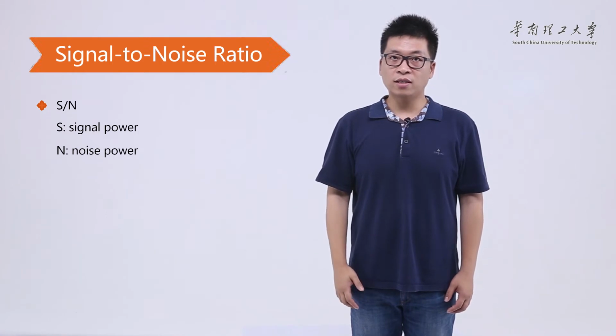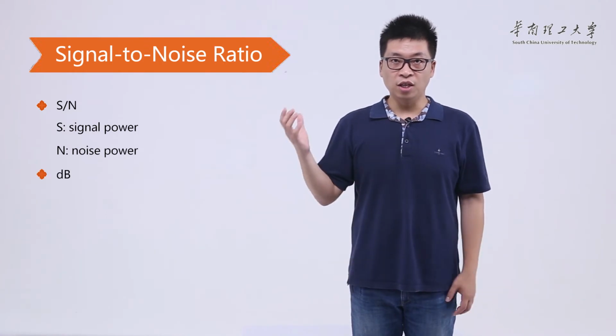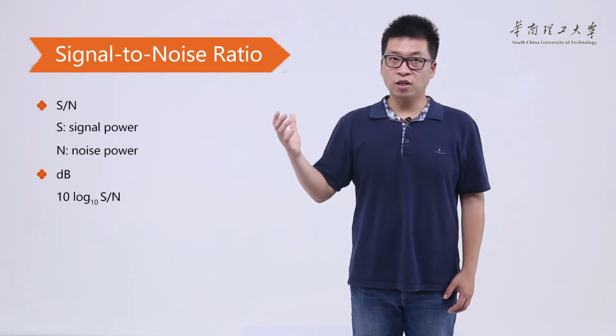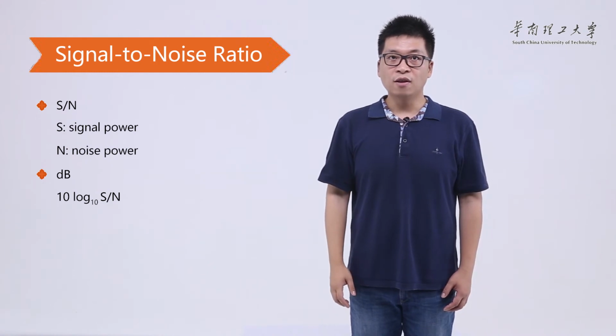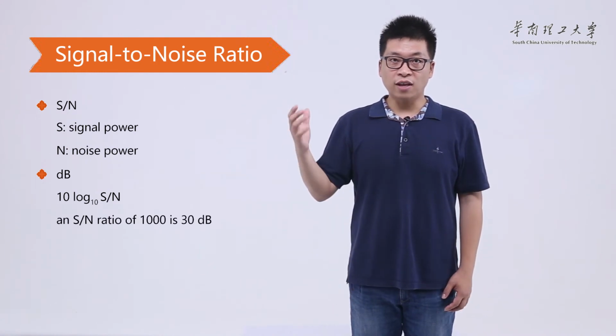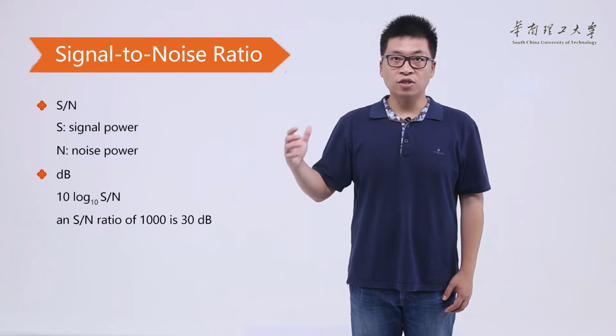The other representation is to use dB, which is a measurement of signal-to-noise ratio. dB is defined as 10 log 10 S over N. For example, an S over N ratio of a thousand is 30 dB.